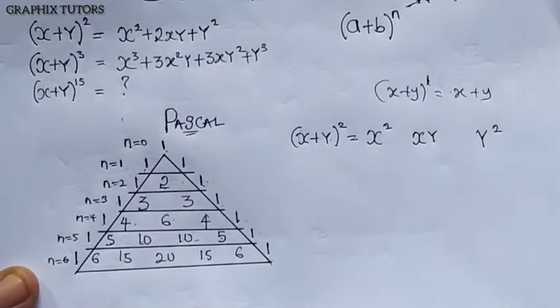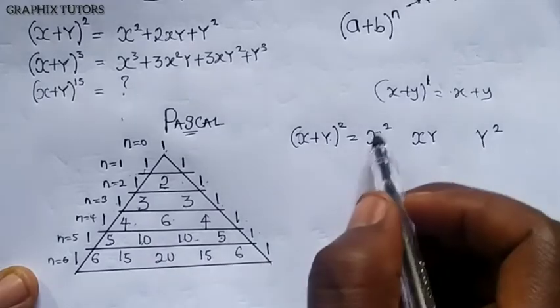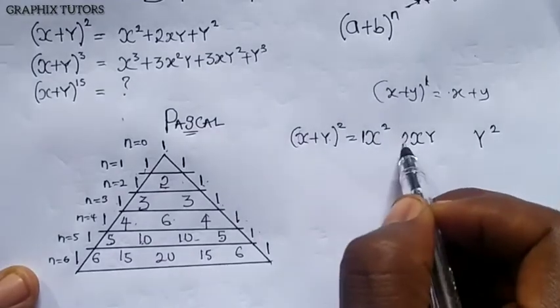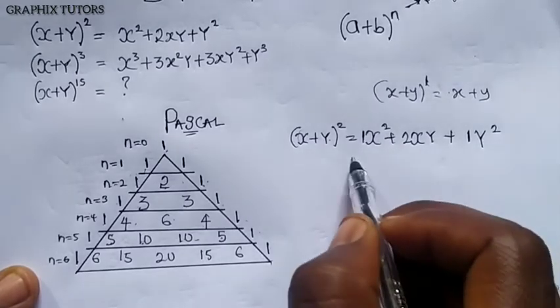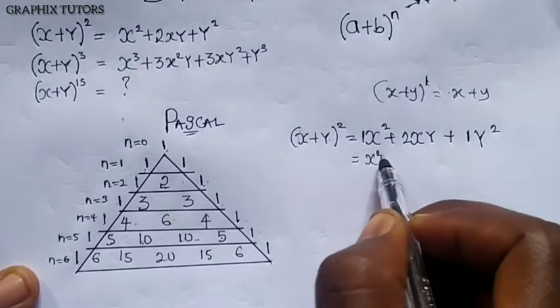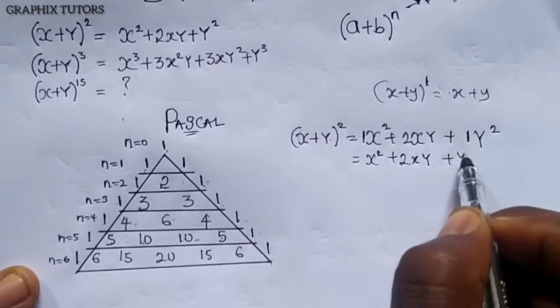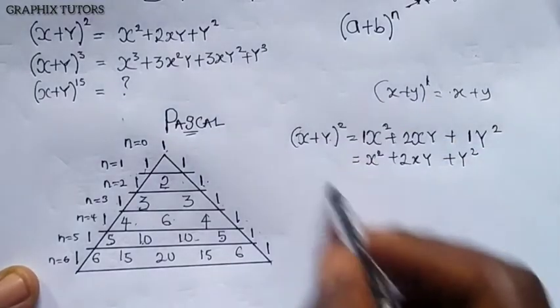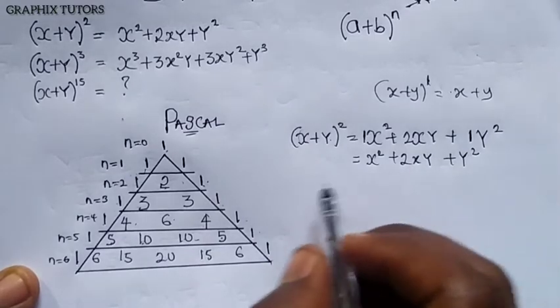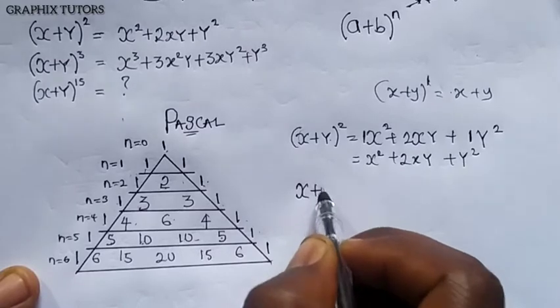So the coefficients need to be 3 in number. If you look at this, it is 1, 2, 1. The first one is 1, the second one is 2, the third one is 1, and we're adding them all together. So we're going to have x squared plus 2xy plus y squared.